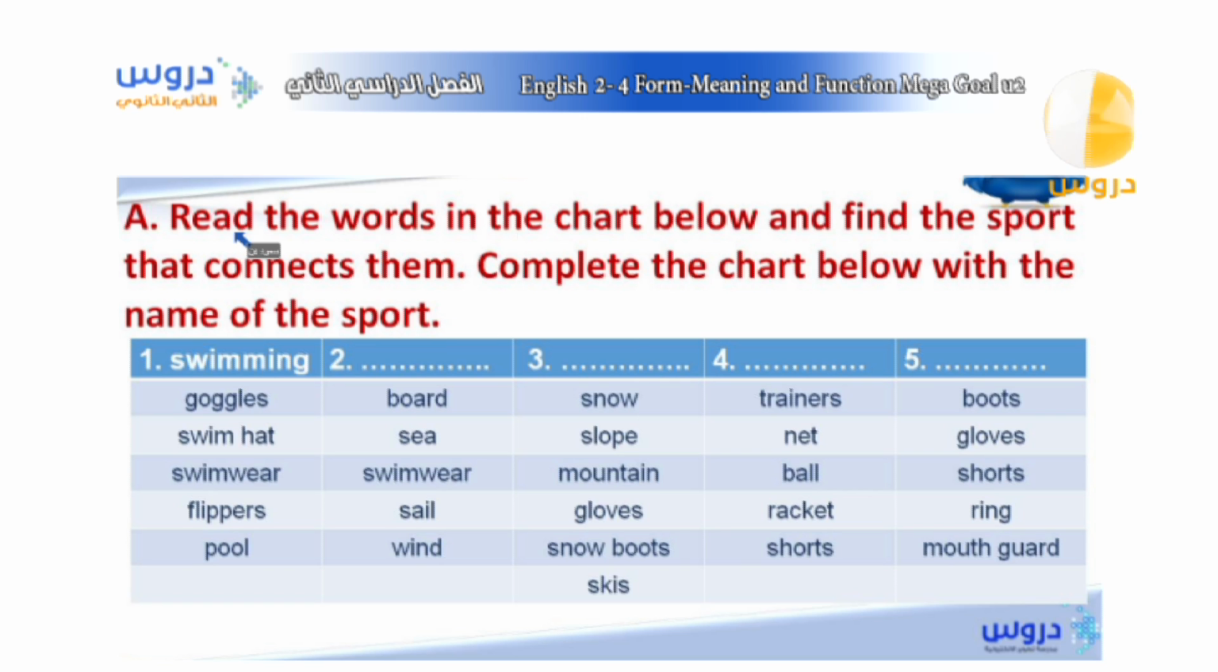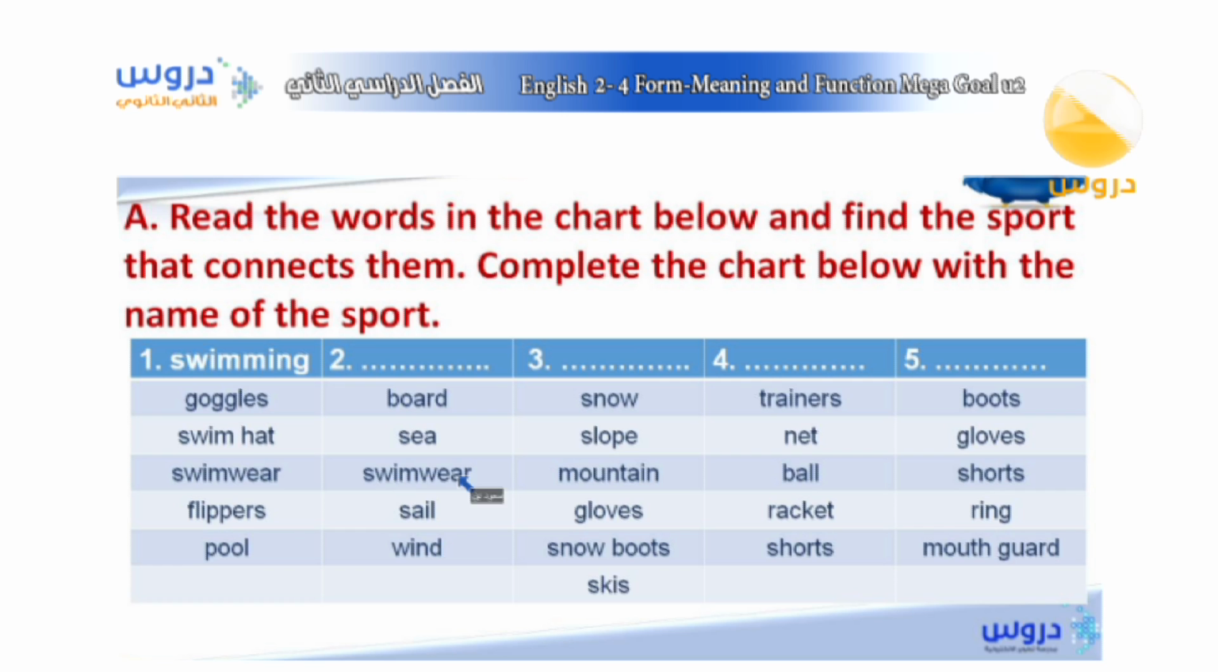Okay, read the words in the chart below and find the sport that connects them. We need sports here, names of sports. According to the words here, we need to classify these words into groups and name the sports. Then complete the chart below with the name of the sport. For example, here: goggles, swim hat, swimwear, flippers, pool. We have to name them as swimming.